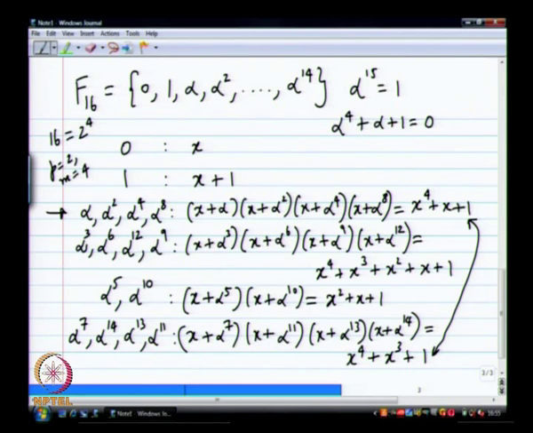x power 16 plus x. Okay, so you would get that. That is also something we saw in the last class. A lot of curious results are true, which we will not prove in this class. It is not too difficult to prove, but we won't prove it.